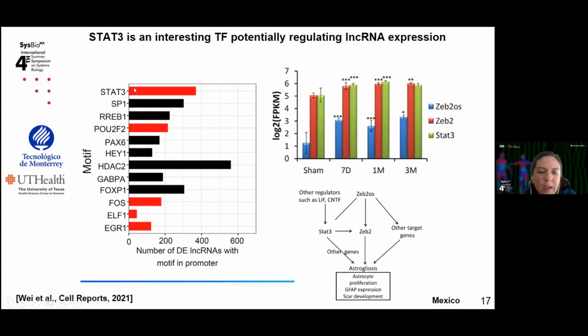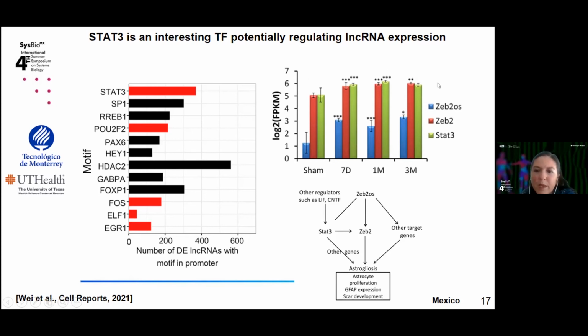We see a high enrichment of STAT3. STAT3 has already been reported to have a function in spinal cord injury, and it is differentially expressed, indicated in red. So this was our main candidate: STAT3 could be regulating CEB2OS, and that could regulate CEB2 and have an effect on astrogliosis. When we look at the combined expression of these 3 genes, we see that they are all increasing in the spinal cord after the time of spinal cord injury.